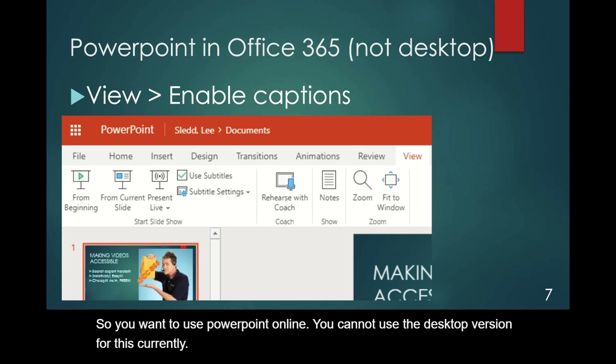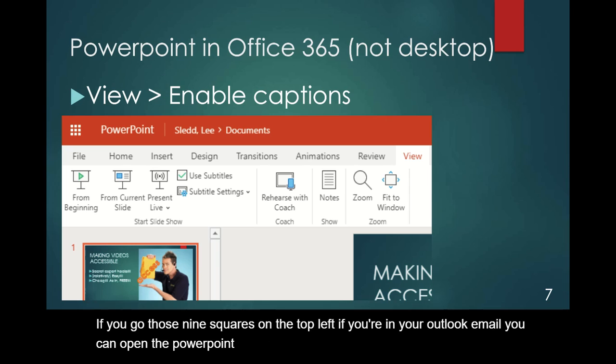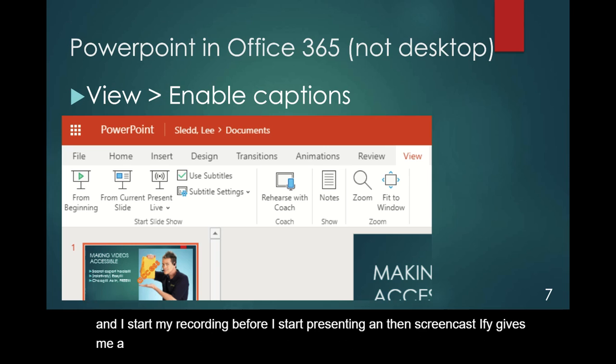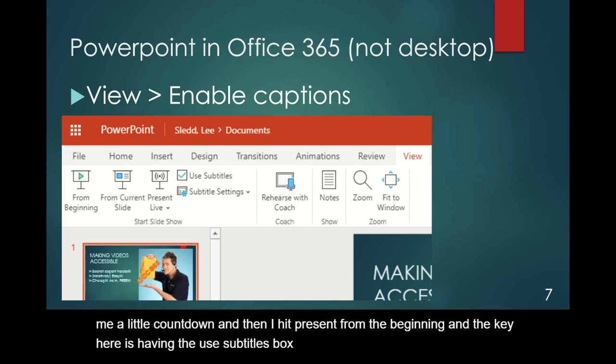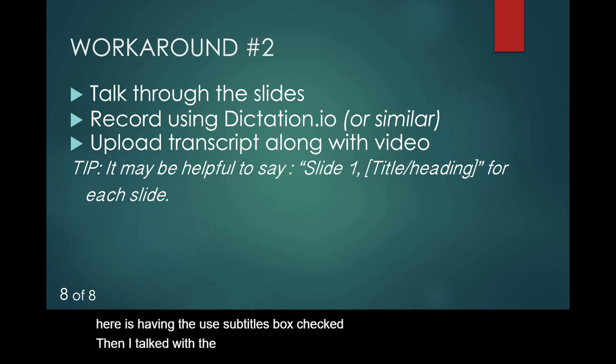If you go to those 9 squares on the top left, if you're in your Outlook email, you can open the PowerPoint online from there. You'll want to go to the View tab, and I start my recording before I start presenting, and then Screencastify gives me a little countdown, and then I hit present from the beginning. And the key here is having the Use Subtitles box checked. Then I talk through the slides, and I'm done.